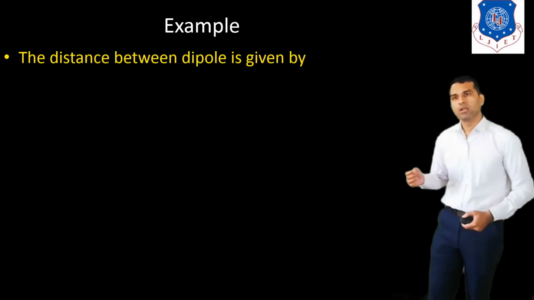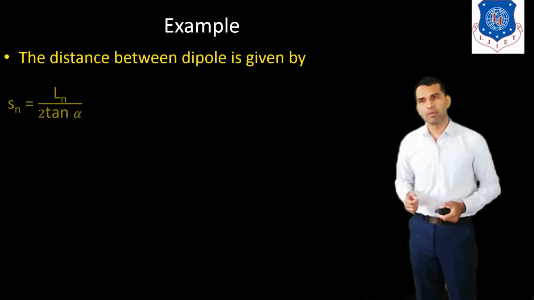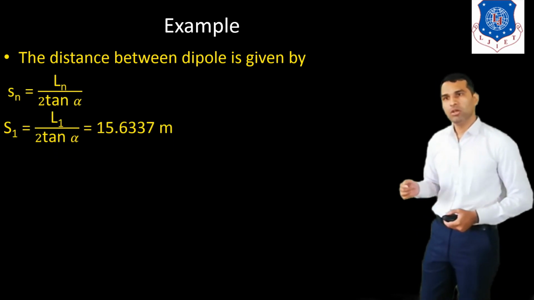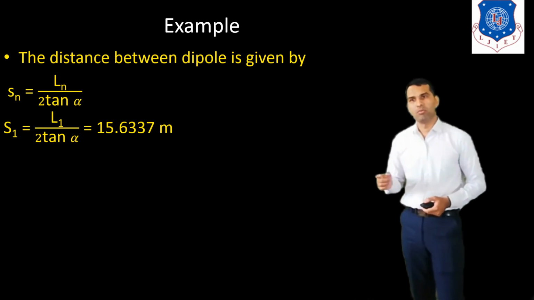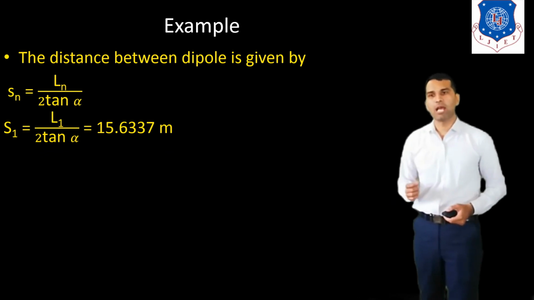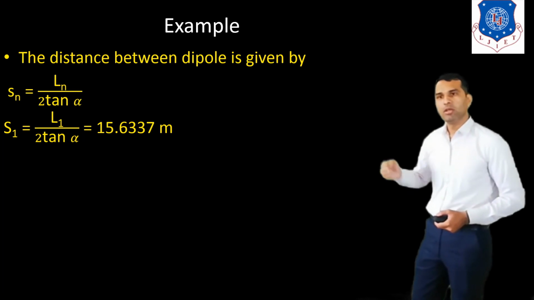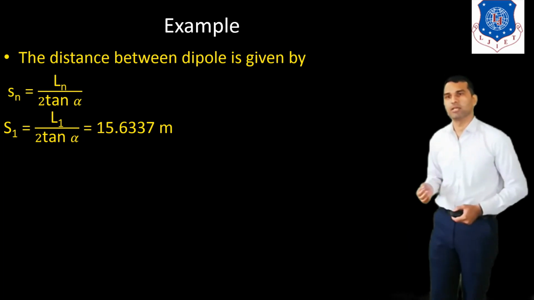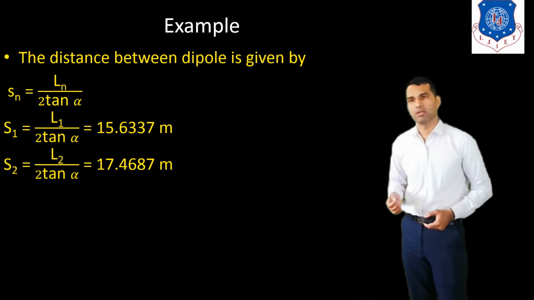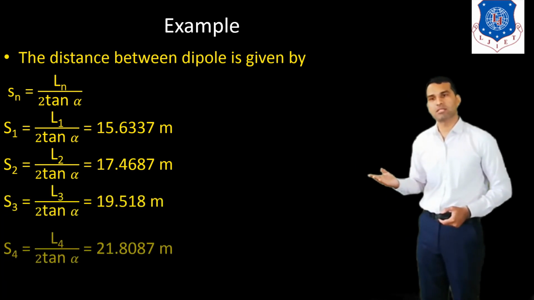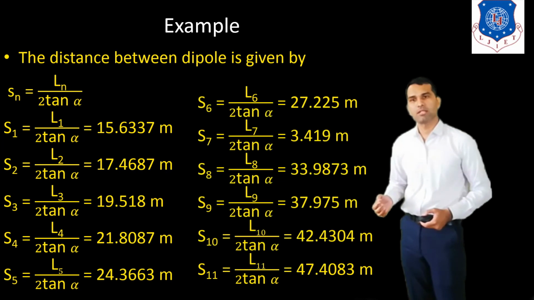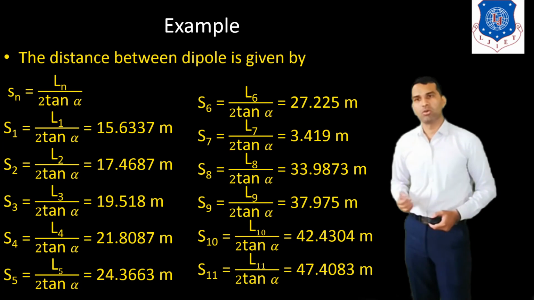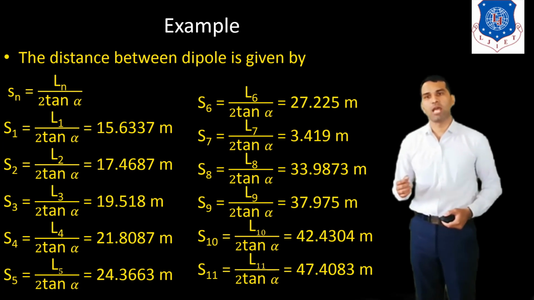Now the distance between the dipoles is given by Sn is equal to Ln upon 2 tan alpha. So for n equal to 1, we have L1 upon 2 tan alpha. We have the value of L1, so by putting the values of L1 and alpha, we get S1, that means the spacing is equal to 15.633 meters. In the same way we can calculate S2, S3, S4, S5, S6, S7, S8, S9, S10 and S11. So here we have calculated the distance between the dipoles.